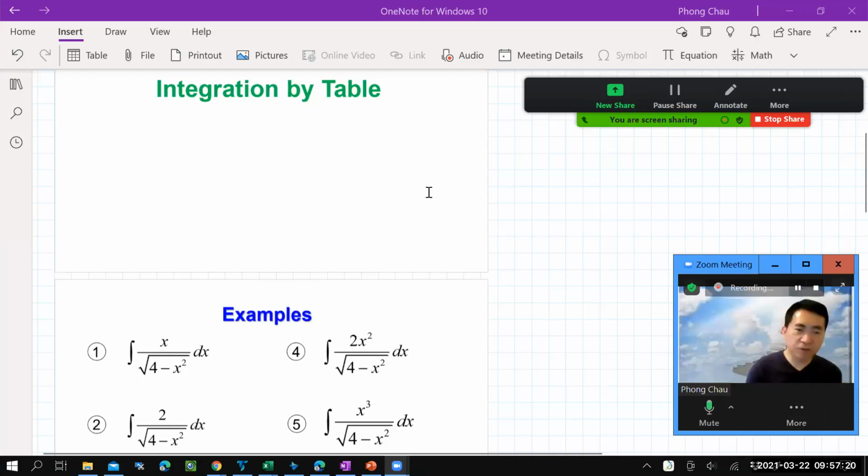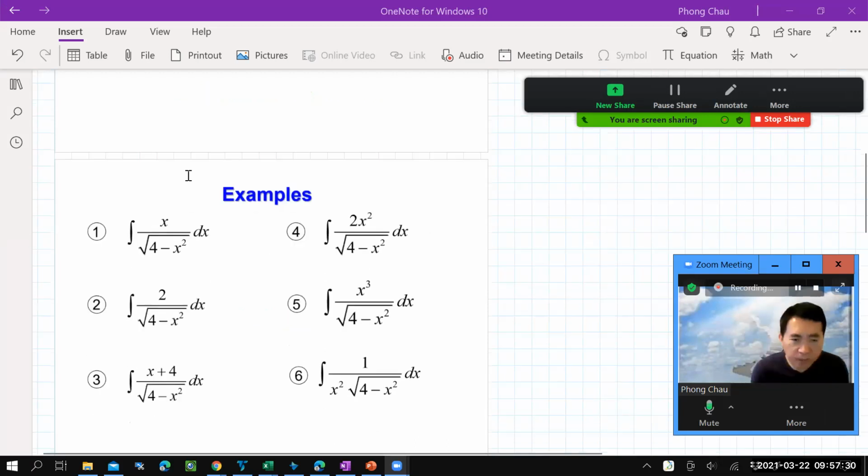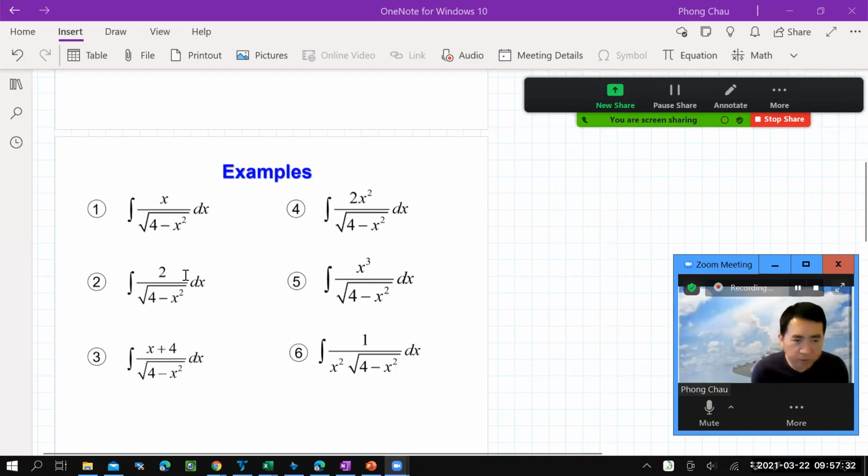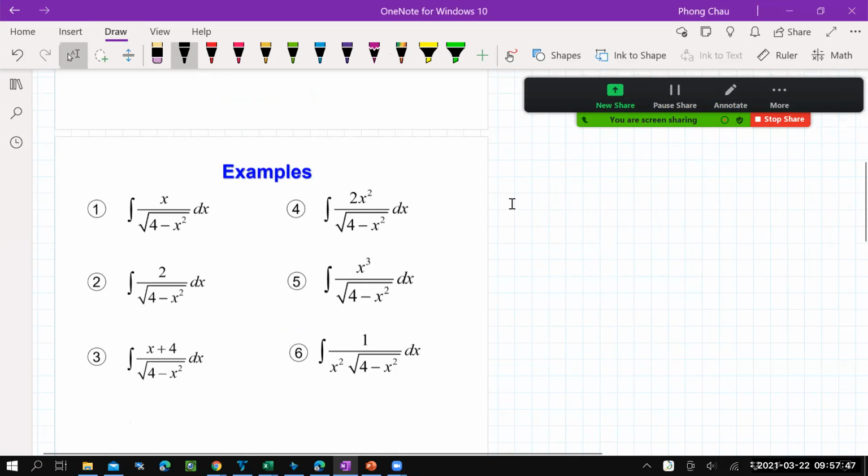This is section E.7, integration by table. Now let's recall, when we try to integrate, I have some examples here, 1 through 6. Sometimes you've seen an integral that looks very familiar, right? Some of them, I think we can do even though we can use different techniques.